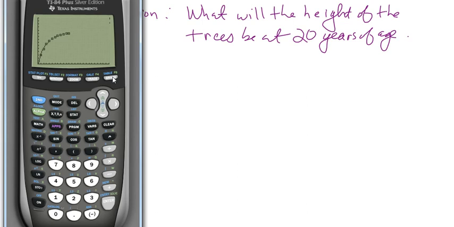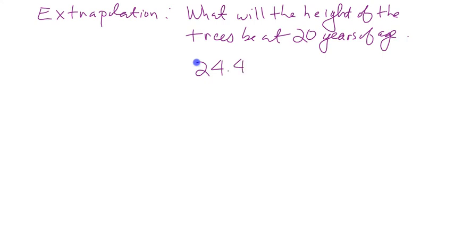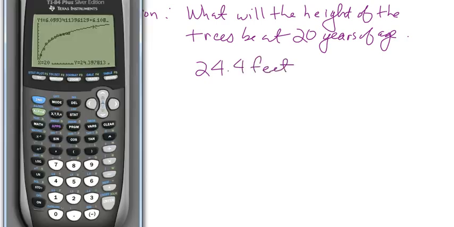So now I can graph that. We can see, okay, those trees are still going to keep growing. Now we go second calc, value, 20, and we got 24.4. Okay, so 24.4. Let's just bring the calculator back and we can see that point.